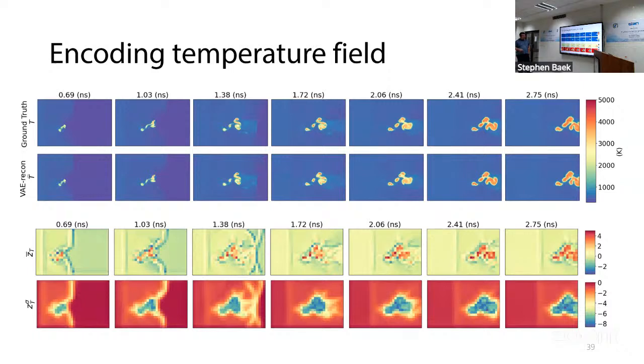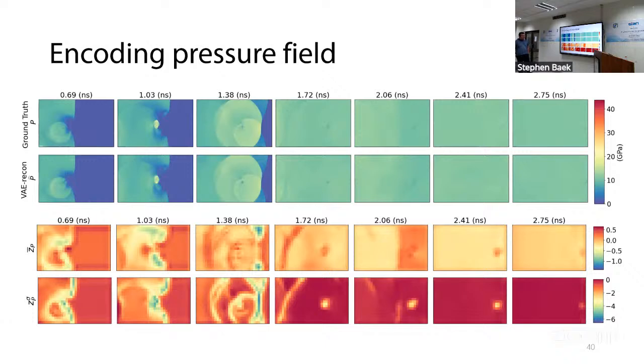And then ZT sigma is the standard deviation of the ZT in a normalized log scale. That's why we have negative values for the standard deviation. But in that log scale, we have something like this. That's basically the visual representation of the encoded temperature field. Same thing goes with the pressure field.